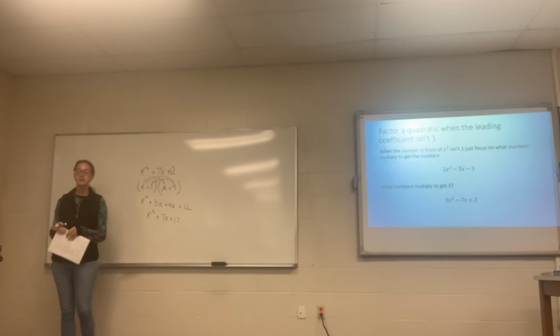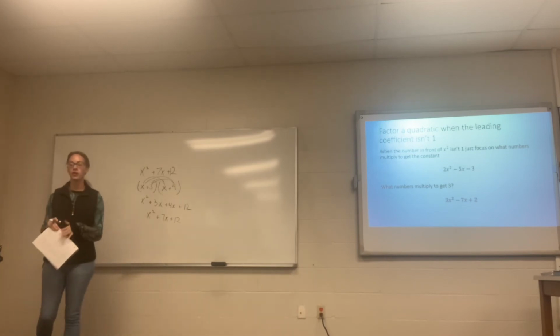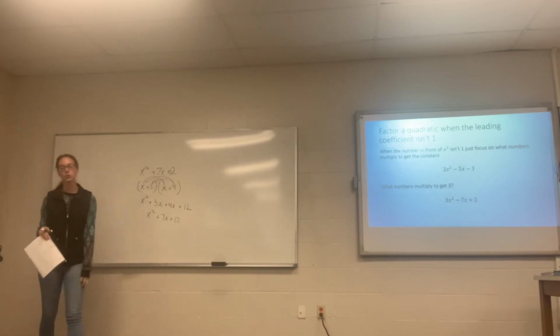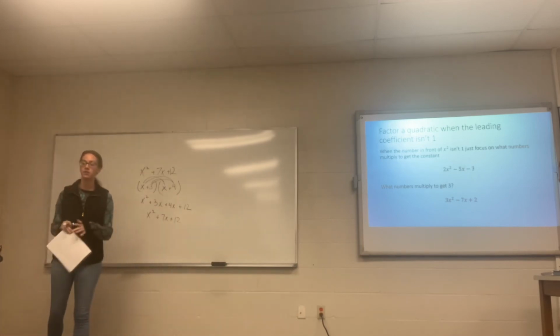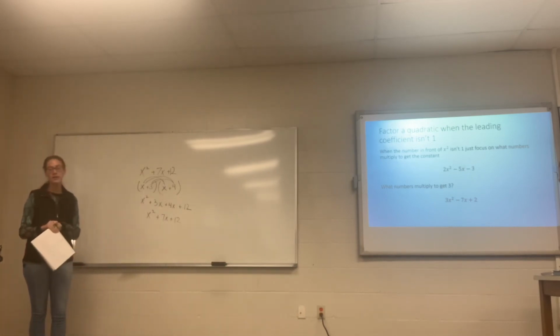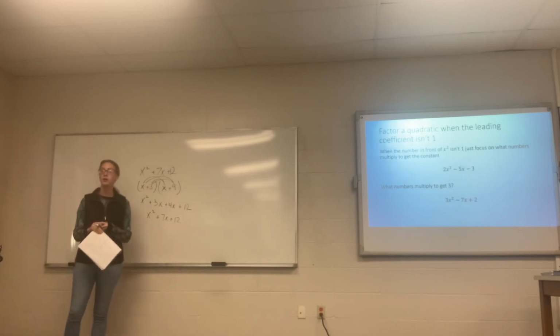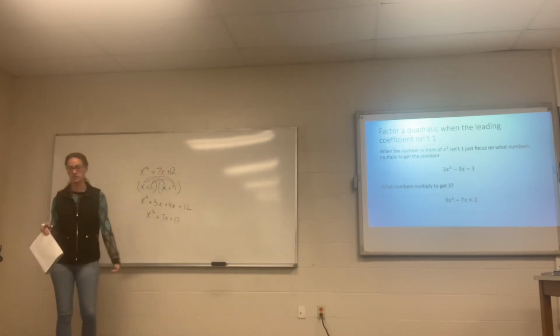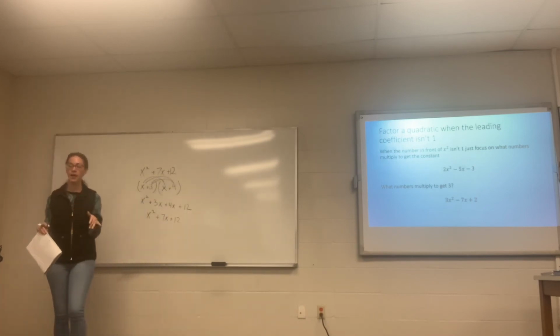So then the next slide says factoring a quadratic when our leading coefficient isn't 1. So when the number in front of our x squared isn't 1, you're just going to focus on what numbers multiply to get your constant. So what numbers multiply to give you that last number, okay? And then we're going to have to guess and check from there.